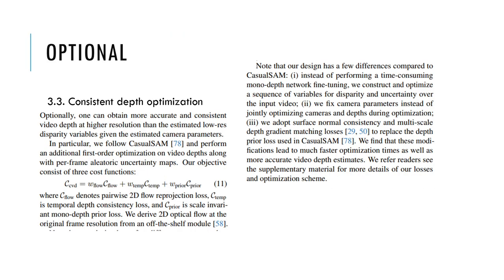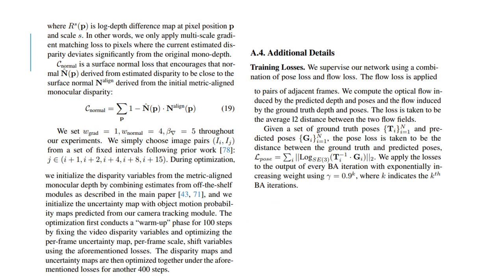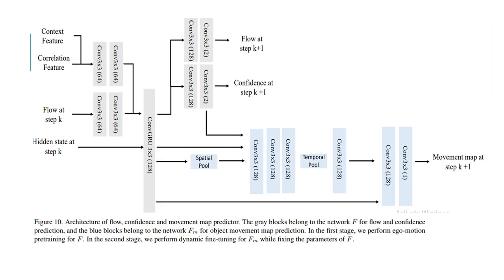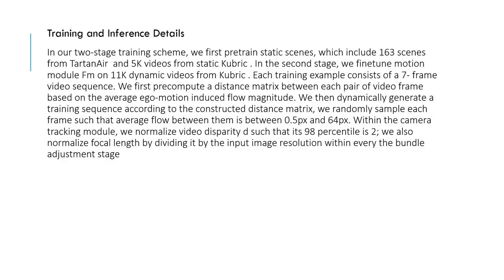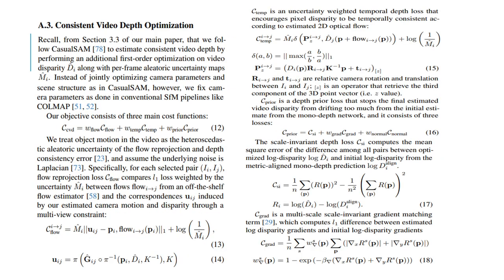Now we can also discuss it during inference at the third stage. During inference, at the third stage, we have CVD, optional CVD depth refinement, which fixes the camera poses with a stable alignment, and the objective is to get a temporal flow and mono depth prior. We use a temporal consistency loss and flow consistency loss, which is discussed here. Okay, C prior is nothing but C SI, C grad plus C normal.